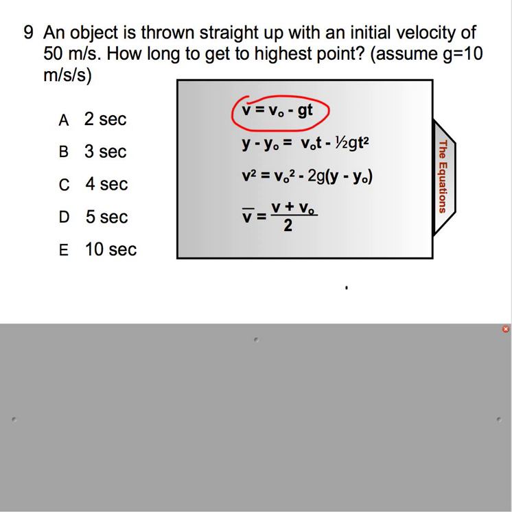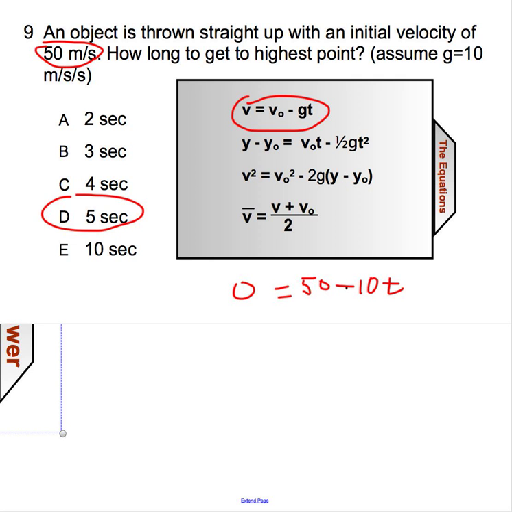So the final velocity when it gets to the highest point is 0. The initial velocity is 50. And using 10 for g, it'll be minus 10t. Solve that equation for t, and that'll be 5 seconds. t is 50 divided by 10. You could have done that in your head, just remembering that it starts at 50, it loses 10 every second, so it would be 5 seconds before the velocity becomes 0.